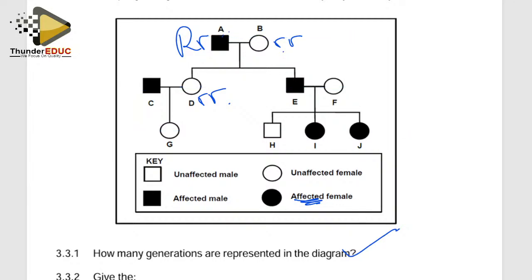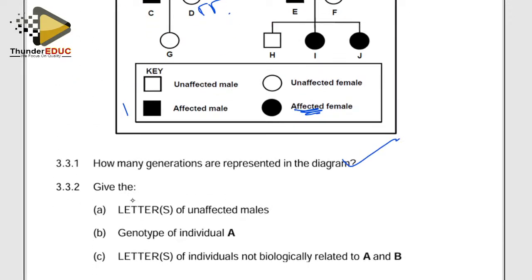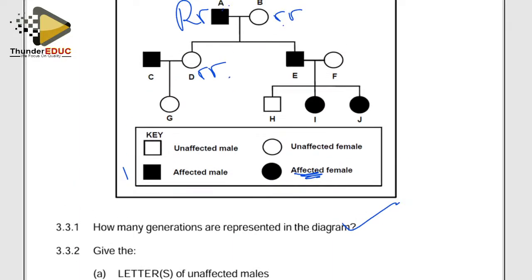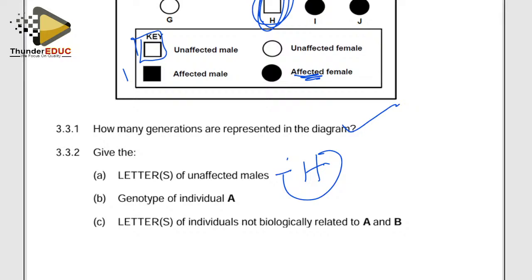Then we are saying, give the letters of unaffected males. The unaffected males are those which are boxes and not shaded. Give the letters of unaffected males, isn't it? The unaffected male is only H. So the answer is H. Because this disorder is caused by a dominant allele, so definitely it's only H.